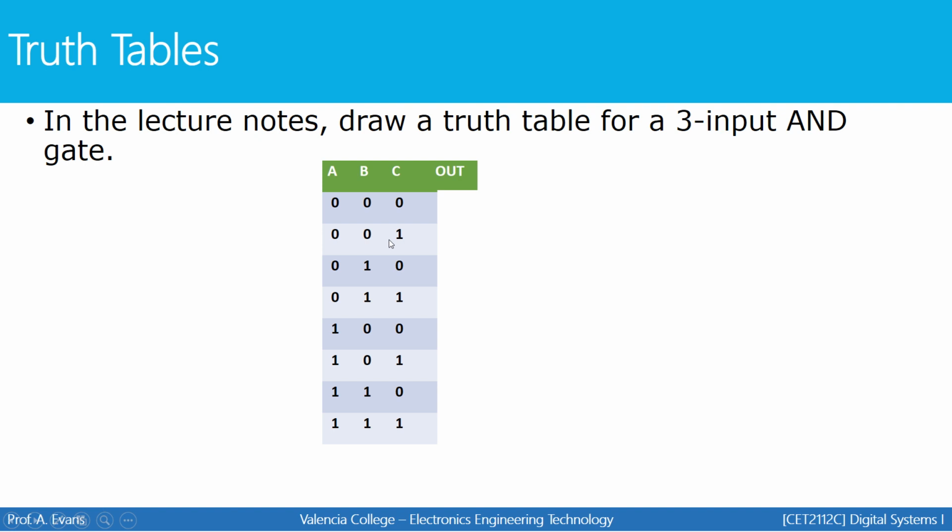Now we're going to fill in the outputs. Since it's an AND gate, we know that the output of an AND gate is only high when all the inputs are high. So your output column should look like that. And that's how you're going to draw a truth table for a 3-input AND gate.